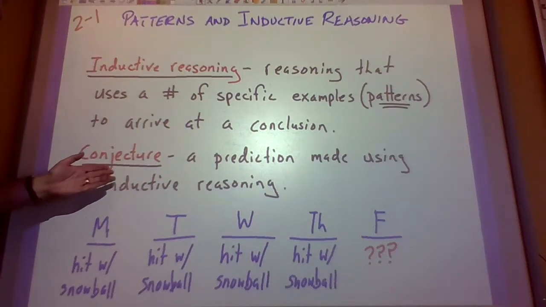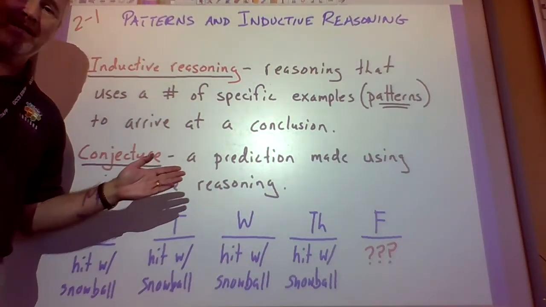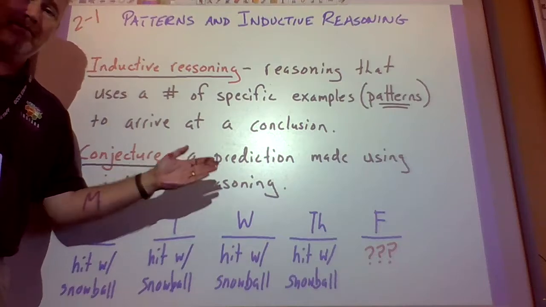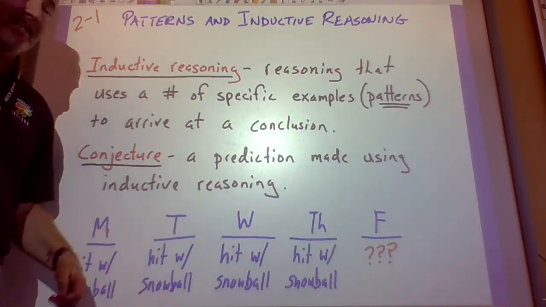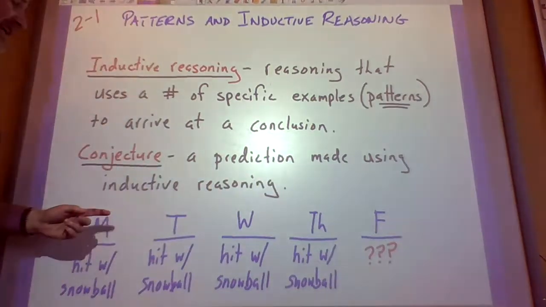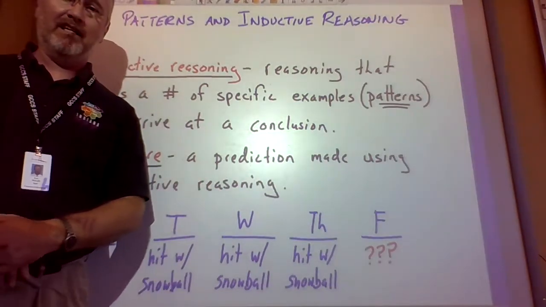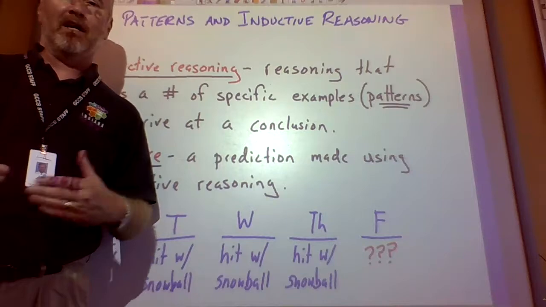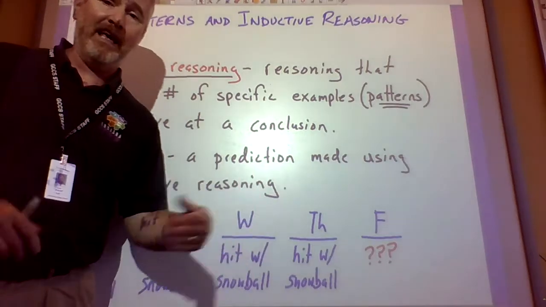All right? They flipped it 5 times and it always landed on tails, so they think, well, every time you flip this thing, it lands on tails. They're making a conjecture. It's a fancy word for a prediction using inductive reasoning, all right? In science class, you might call this a hypothesis, an educated guess kind of thing.